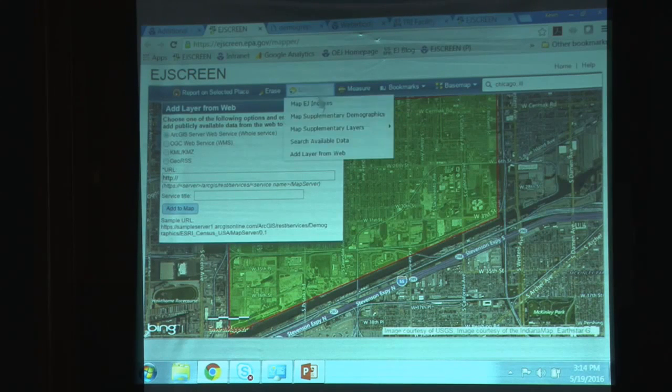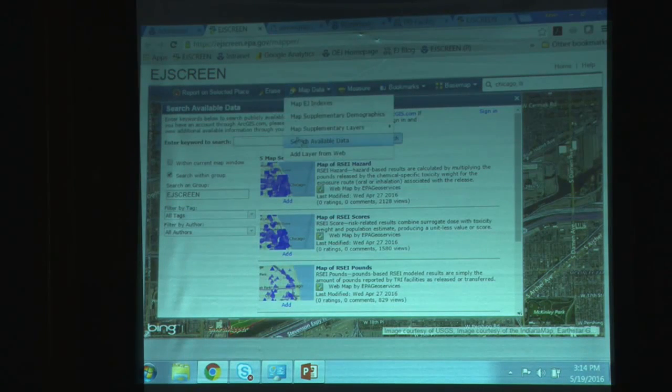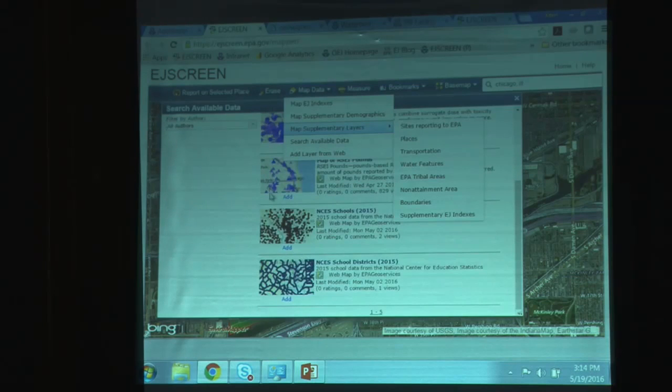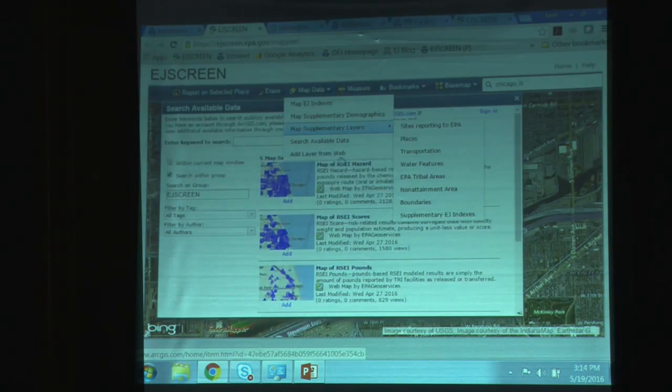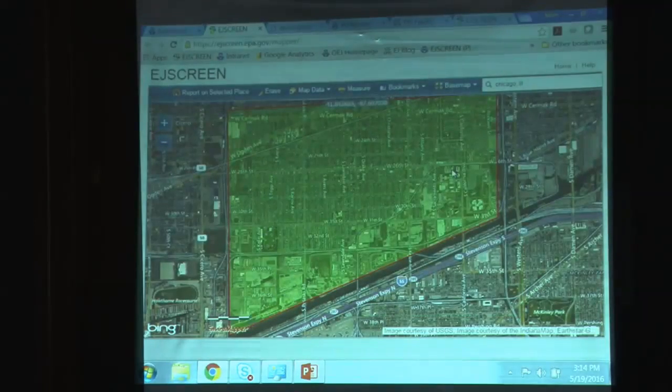If you know about other layers that are already out there, you can click on this search available data, and we do have some map layers that are in here that you can get. This is some better schools data, here's the information about other environmental hazard pollutant risk. So just a lot of information that's available.